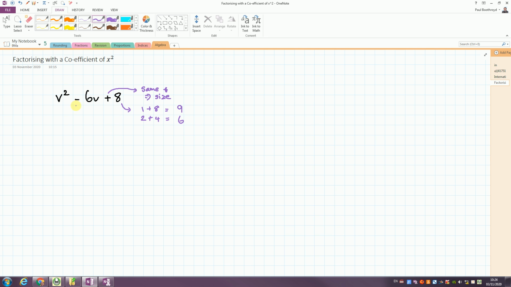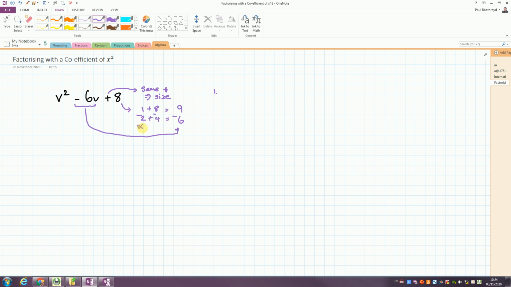Now I know I actually want this to be a minus 6. So to turn this into a minus 6, we change the signs of all terms leading up to it. Minus 6, minus 4, minus 2. These two numbers are the parts that multiply to give me the plus 8, so we're all good.